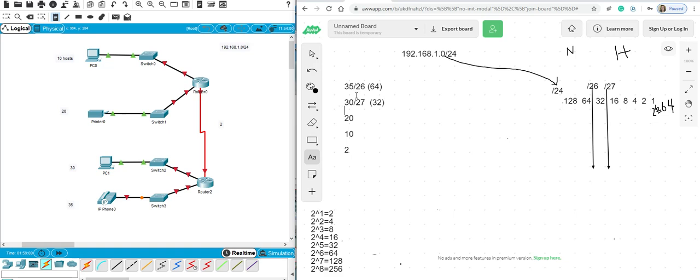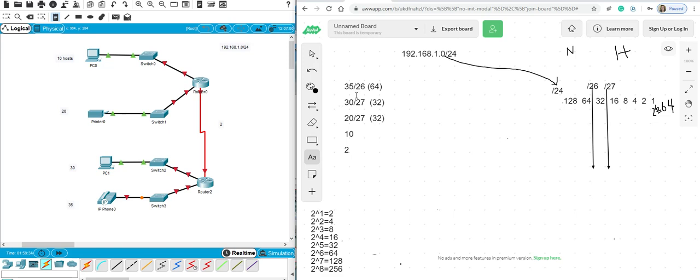So let's look at the next one. So the 20. Let's see, 2 to the 1st is not enough, 2 to the 2nd, 3rd, 4th. We're going to need to use the same one, right? 2 to the 5th equals 32. So that's also going to be a /27. It'll allow up to 32.